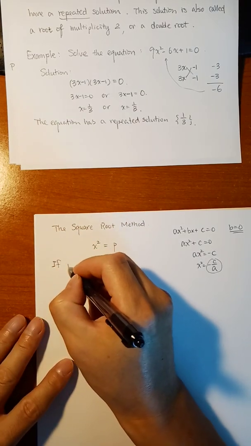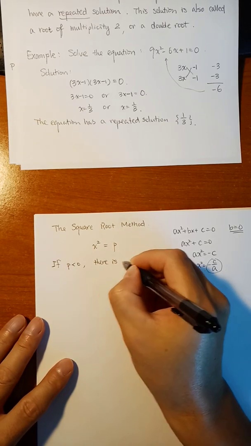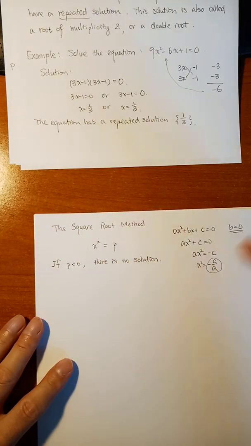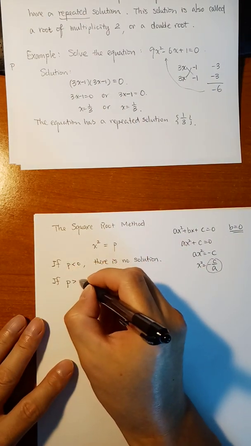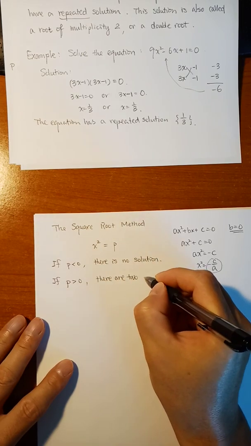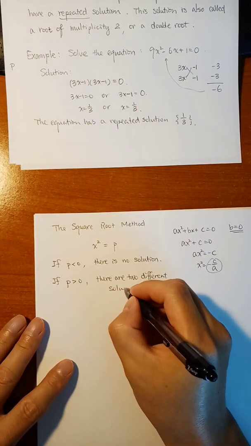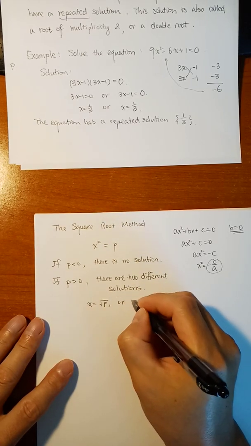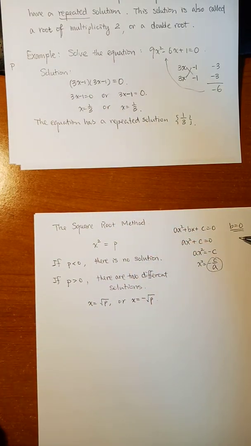If p is negative, there's no solution. If p is negative, x squared is never a negative number, so no solution. If p is positive, there are 2 different solutions. X is equal to square root of p, or x is equal to negative square root of p. So you will have a positive square root and a negative square root.